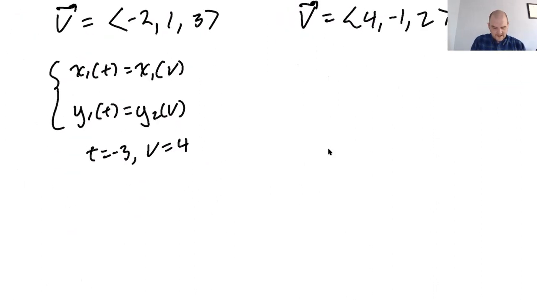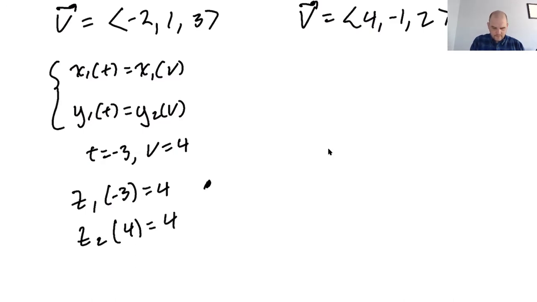Okay, so once I got this, z1 of -3 gave me 4. z2 of 4, what? It's confusing because it equals 4, so my brain wants to jump. Equals 4, therefore they intersect. And where do they intersect?